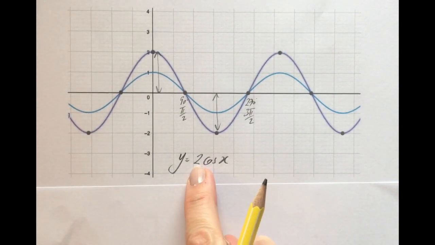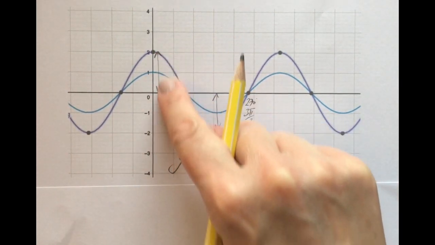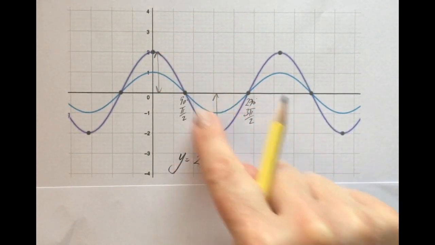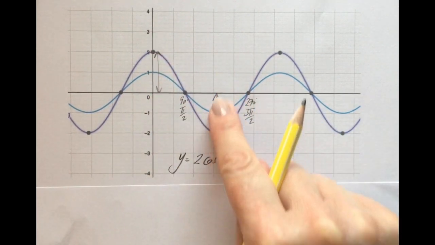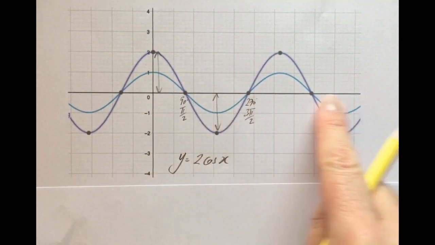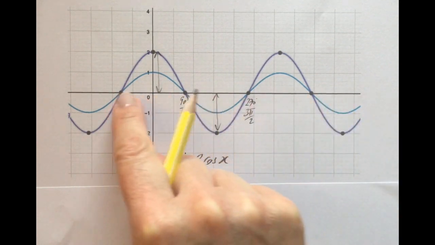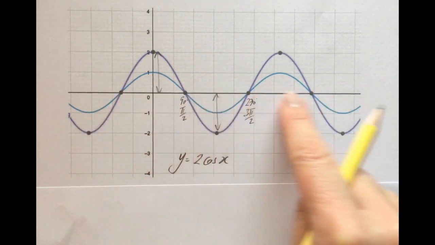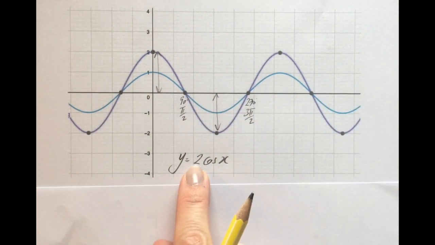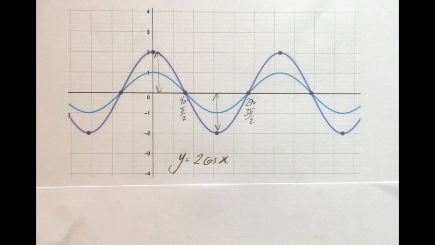And because it's 2, we now have an amplitude of 2, distance of 2 in other words, between the graph and the middle line. Okay, in this case our midline equation is y equals 0, or the x-axis. So the 2 there tells us the range is going to be -2 to 2. There's just going to be a stretch on that original cos x curve.